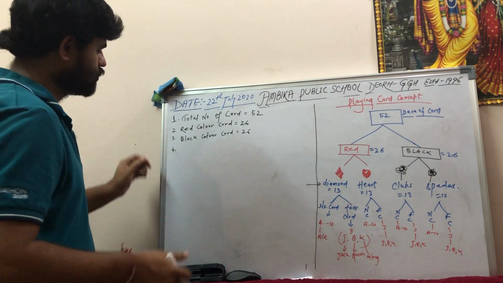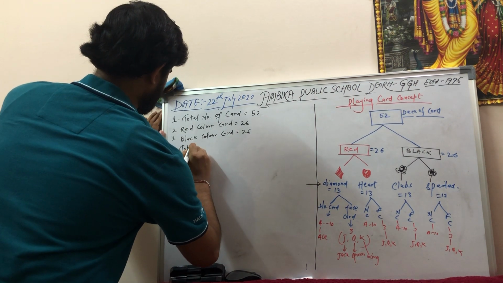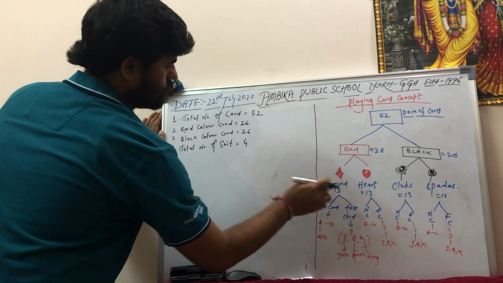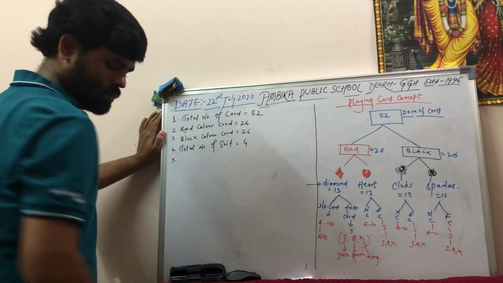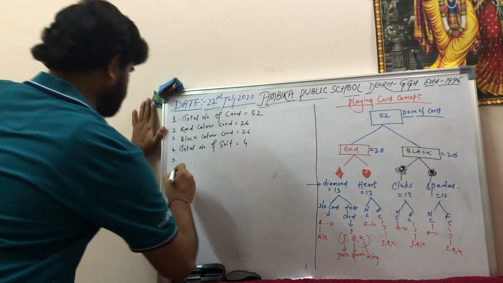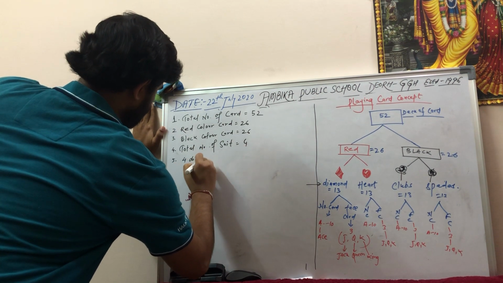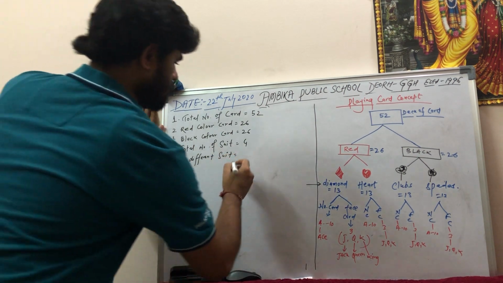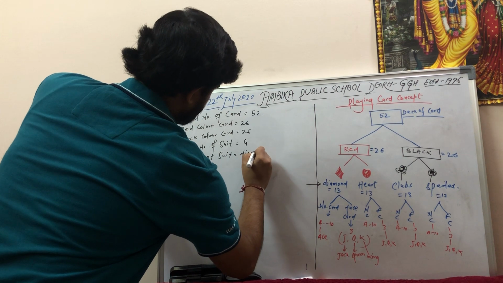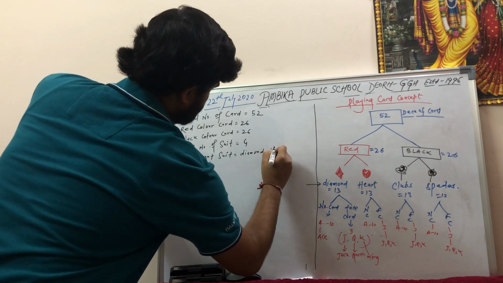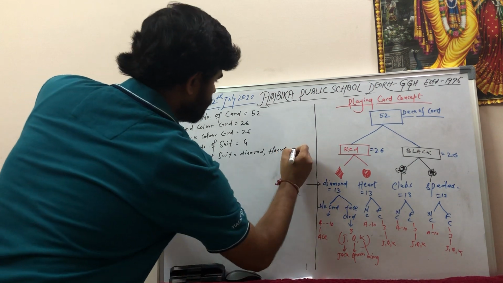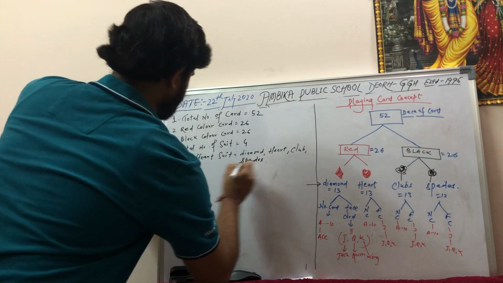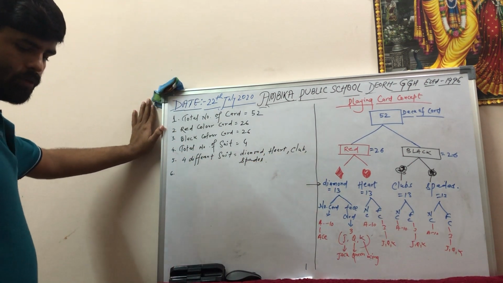Okay. So total number of suits equals 4. 1, 2, 3, 4. Fifth point, 4 different suits are diamond, heart, club and spades, right?